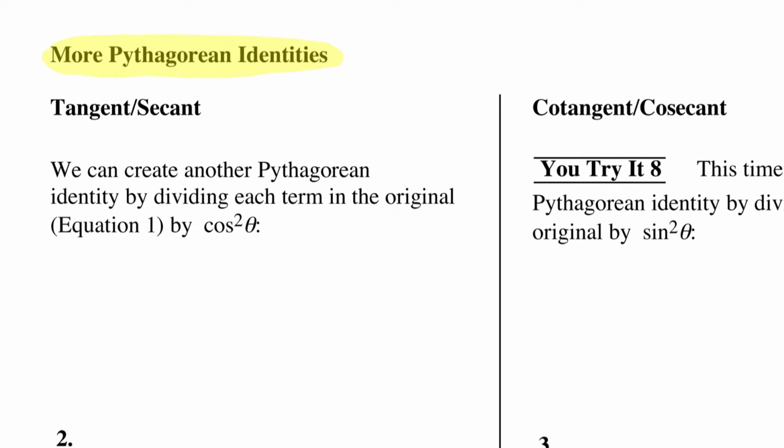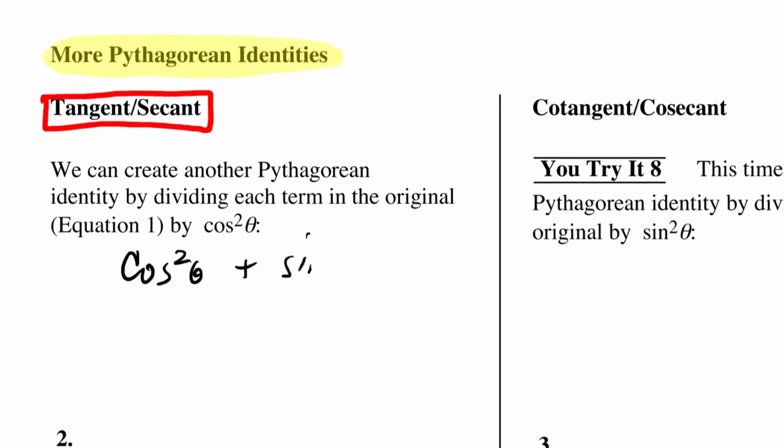So, as I mentioned earlier, we have a lot of Pythagorean identities, and we have another Pythagorean identity that involves tangent and secant. And the way we find this is we start with our original Pythagorean identity, cosine squared theta plus sine squared theta equals 1. This time, though, what we're going to do is divide each side, or in this case, we'll just go straight to dividing each term by cosine squared theta. As we do, we'll create another Pythagorean identity.